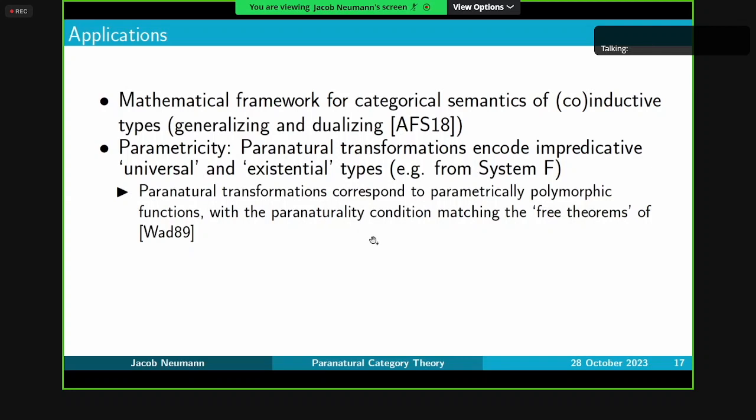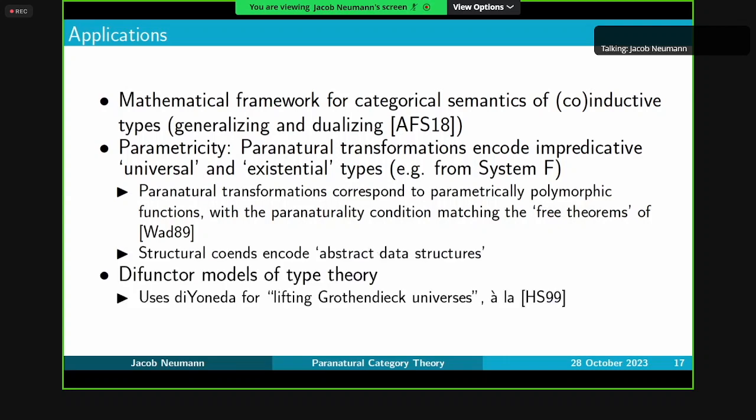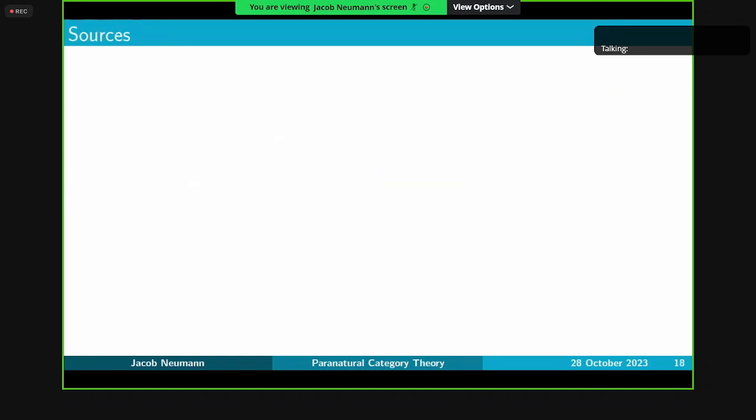If you look at, for example, the free theorems of Phil Wadler, pretty much all of those, or all the ones I've checked so far, are instances of a paranaturality condition. So I think that's a really interesting topic that needs to be explored further. And then finally, you can do a difunctor model of type theory, which, if paranatural transformations are just an instance of natural transformations, would just be a presheaf model of type theory, but it might be a distinct theory.